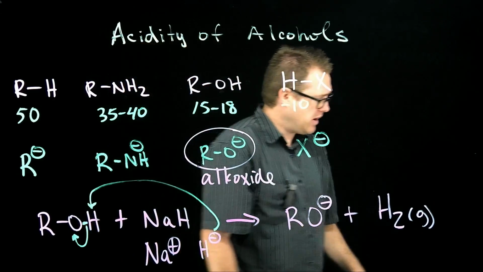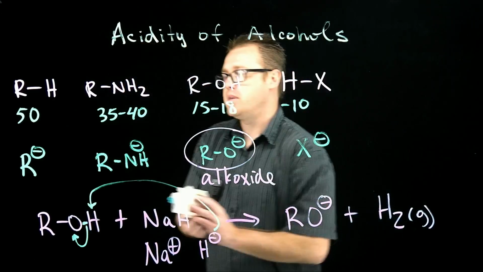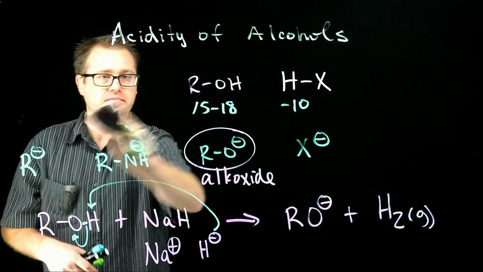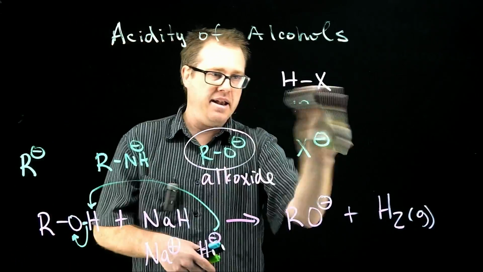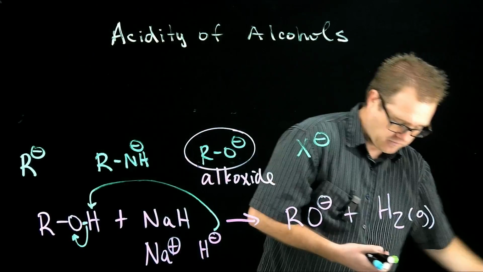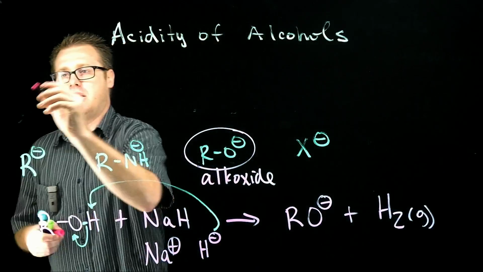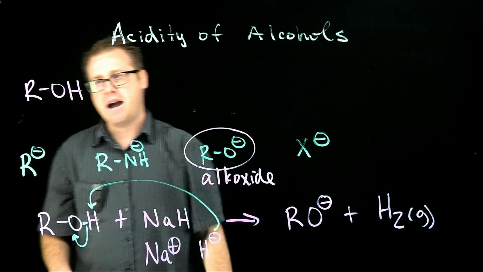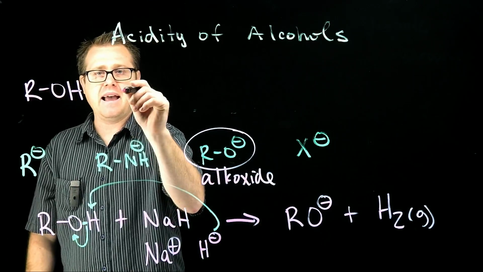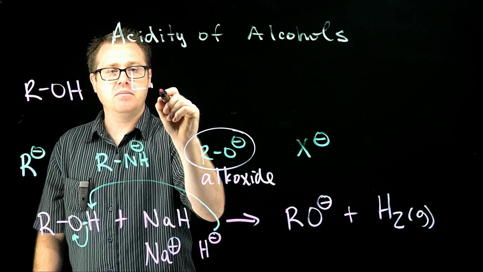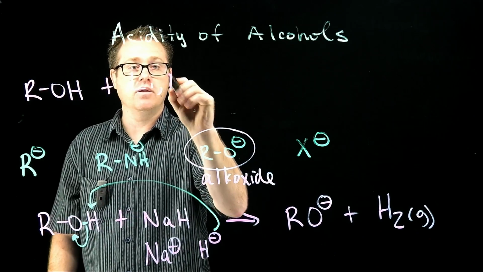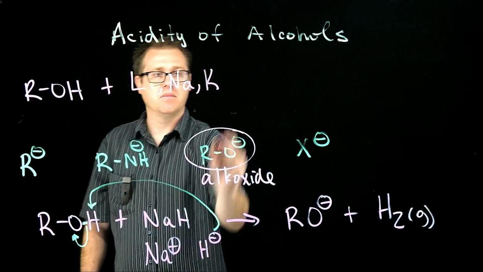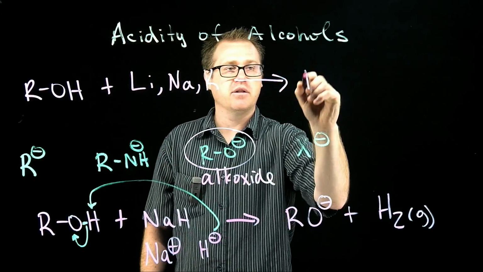The second way that you could do this is adding the alcohol to a metal. Not just any metal, but let's draw ourselves our generic alcohol. If we treat that with lithium or sodium or potassium, you can generate your alkoxide.